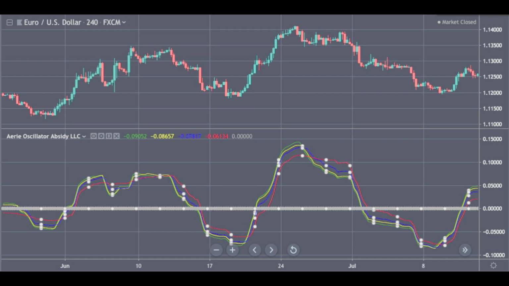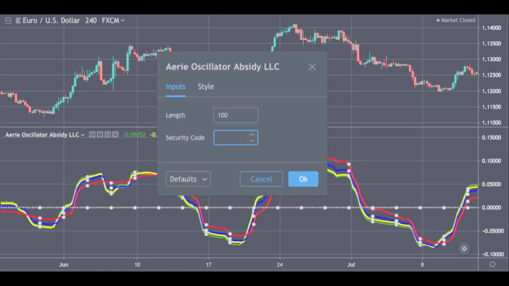This indicator is very easy to use as it only has one setting, and that's the length. The length in this indicator works just the same way as a moving average length. The larger it is, the more data it considers, and the longer the time signal is. And the smaller the length, the less data it considers, and the faster it seems to react.